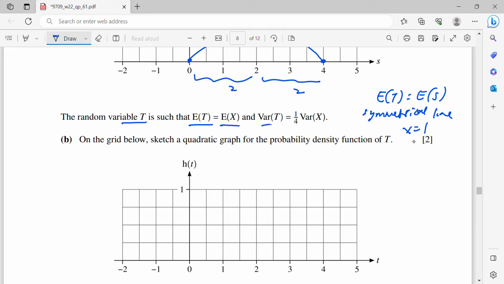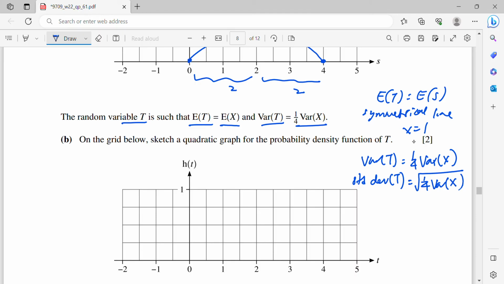Okay, then the variance here: variance t is 1 over 4 variance x. So variance t is 1 over 4 variance x. Now we need to check the standard deviation. So standard deviation t will be the square root of the right hand side, right? Because when you take the square root, I would say this is the square root.